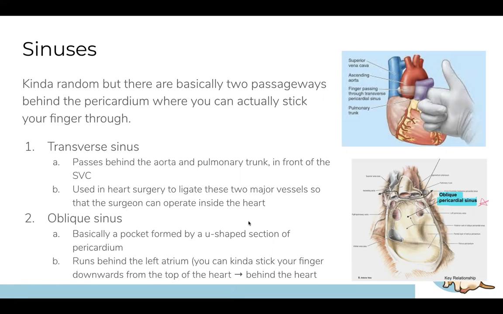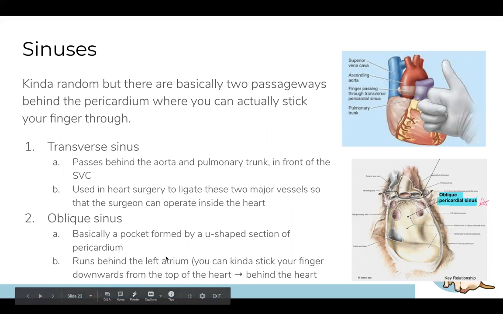And then you have the oblique sinus. So this one's a little bit harder to conceptualize. It's literally if you stick your finger down behind the heart, from this angle and then in, there's weirdly a hole there. Your finger just goes in and you're like, oh. And it's behind this U-shaped section of pericardium.